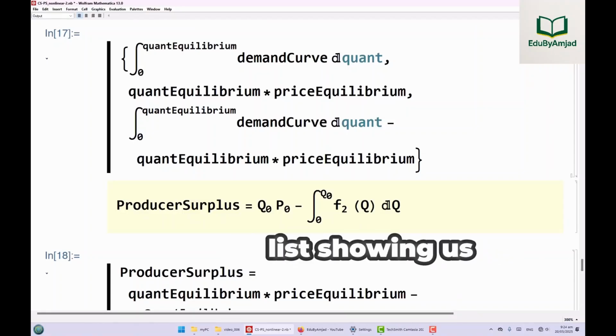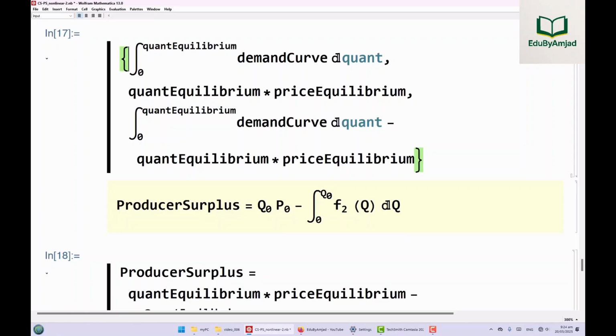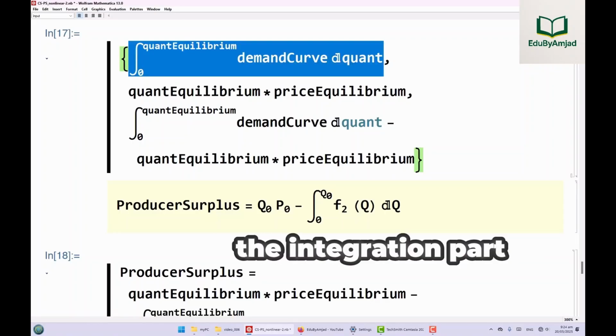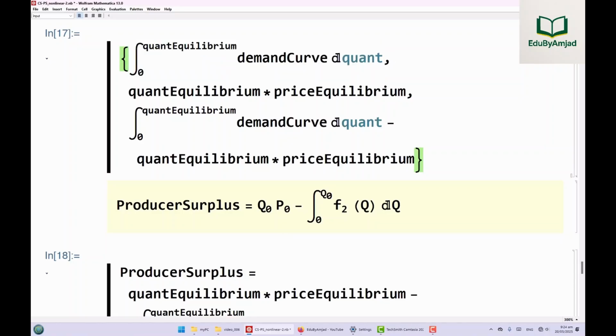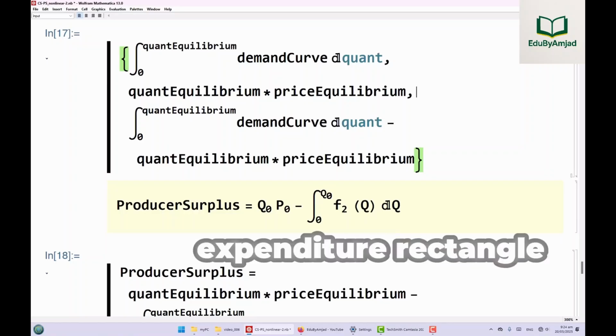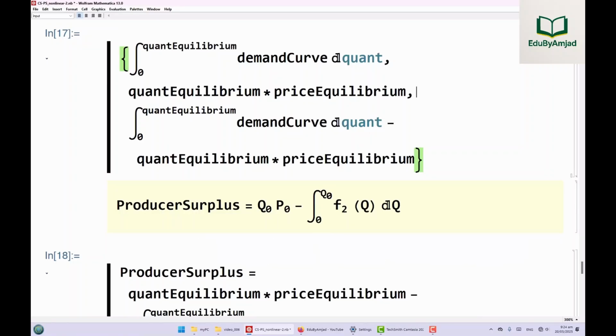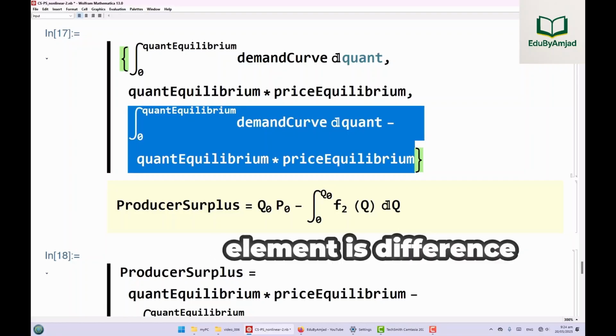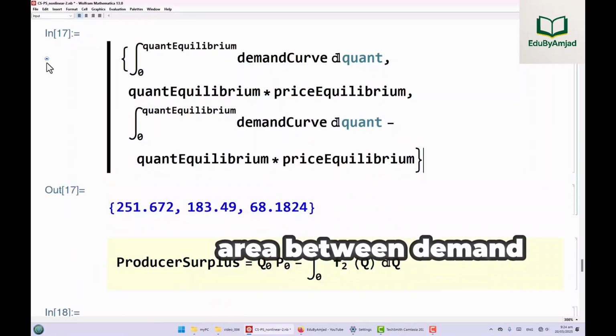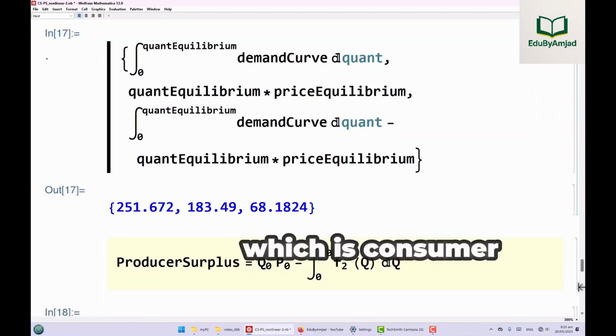This is a Mathematica list showing us 3 calculations. The first element is the integration part, which is the whole area under the demand curve. The second element is the area of the expenditure rectangle. And the third element is the difference between the two, giving us the area between the demand curve and the price line, which is consumer surplus.